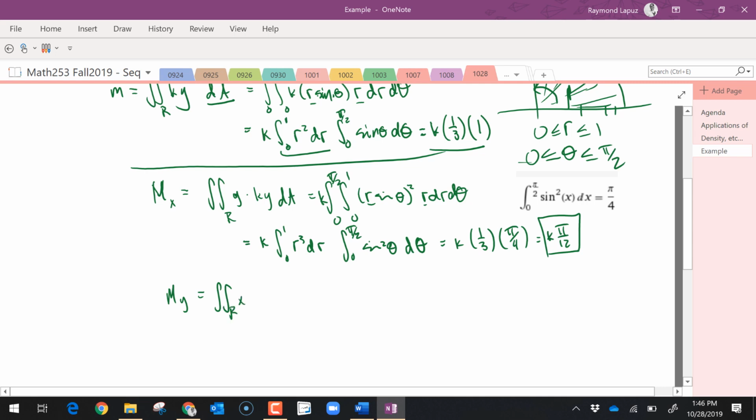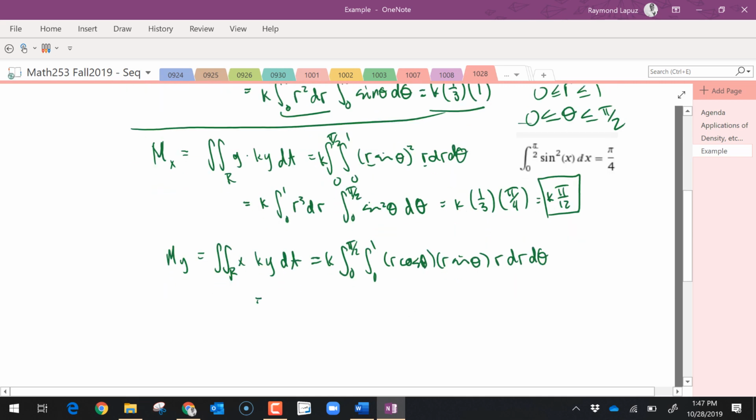This time we're going to multiply it by x times the density function. K is a constant, go outside. Integral from 0 to pi over 2, integral from 0 to 1. X is r cosine theta, y is r sine theta, r dr d theta.